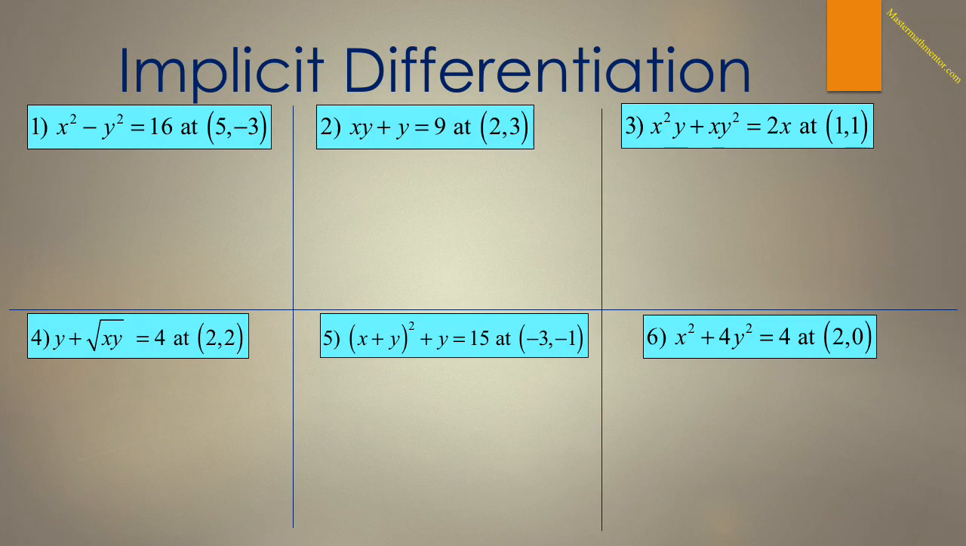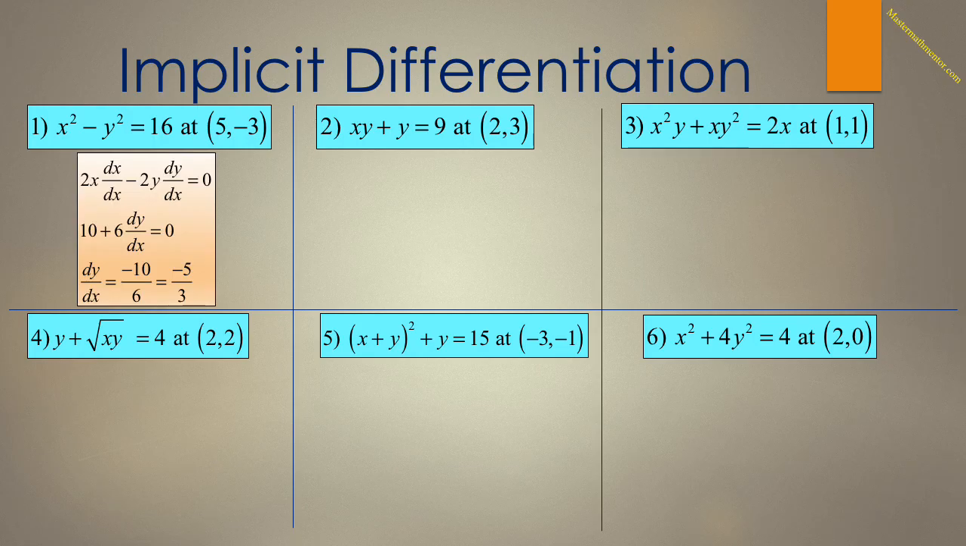In problems 1 through 6, you are given equations and points. You are asked to find the value of the derivative dy/dx at those points and to do it implicitly. Notice that only in problems 1, 2, and 6 is it relatively easy to solve for y so that you can confirm your answer graphically.